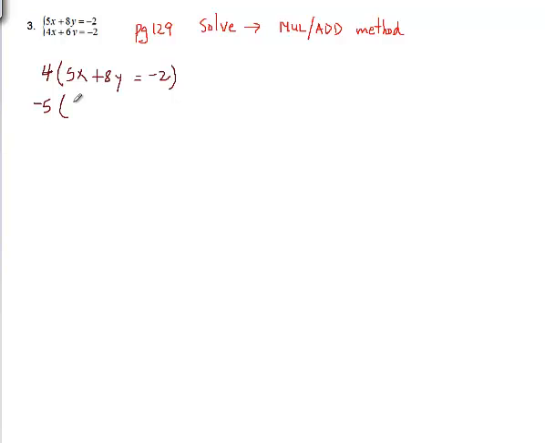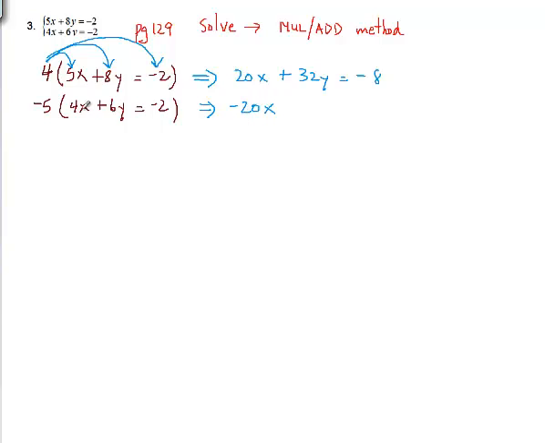Let me just write down the equation again. Now when I multiply, let's look at what happens. Positive 4 times positive 5 is 20x. Positive 4 times positive 8 is positive 32, and positive 4 times negative 2 is negative 8. On the bottom I will get negative 20x, negative 5 times 6 is negative 30y, equals positive 10.